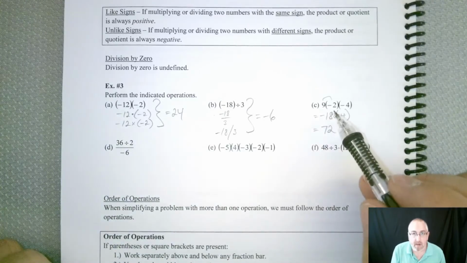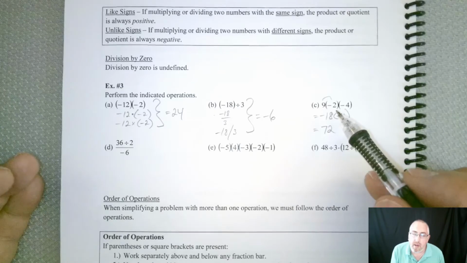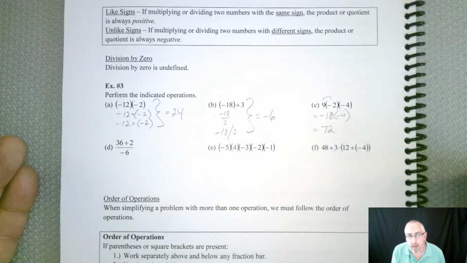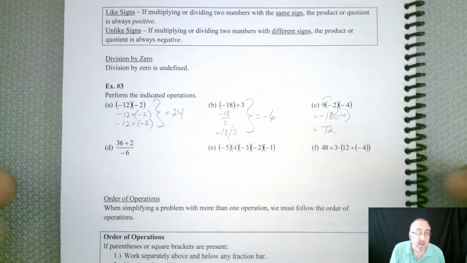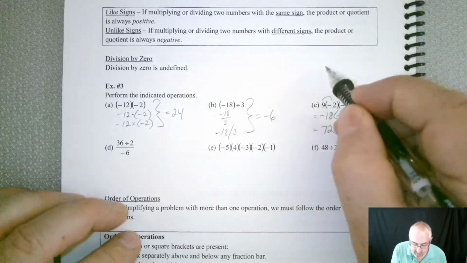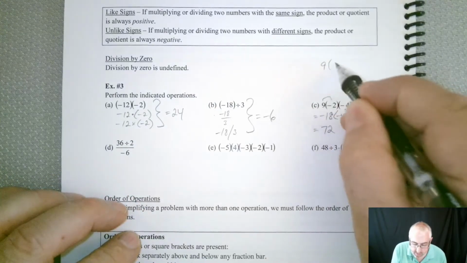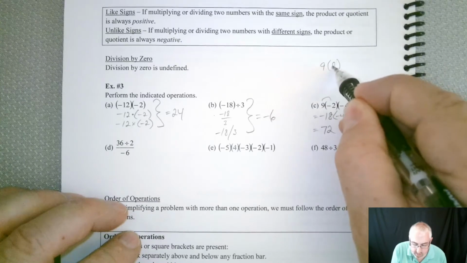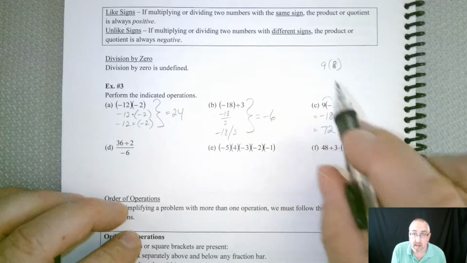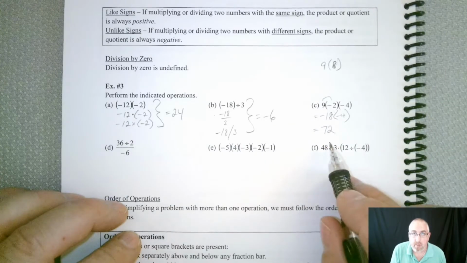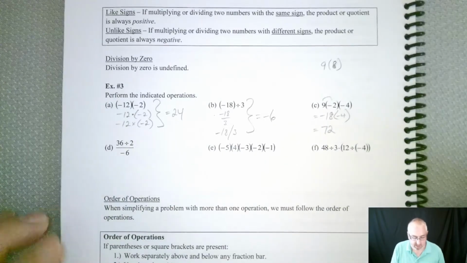Now, some of you might have said, do I have to multiply it that way, or could I multiply it a different way? Some of you probably said, could I multiply the two negative numbers together first? The answer is yeah. If you had done that, you would have gotten 9 times 8, because negative times negative is positive. 9 times 8 is still 72. So you still get the same answer.